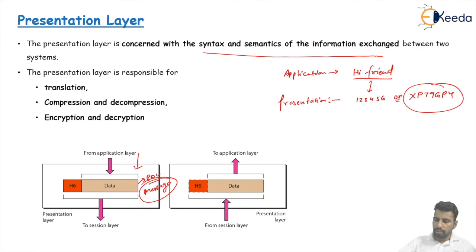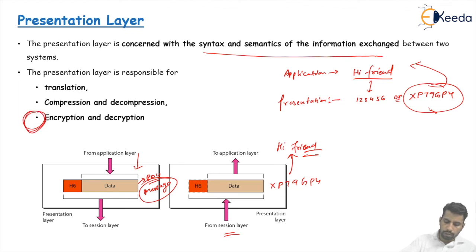At the receiver side, this reaches your presentation layer. After that, it is changed back again. At the receiver side, you receive XP79GP4, and at the application layer, this is again converted back to "hi friend." This type of encryption and decryption is the responsibility of the presentation layer.